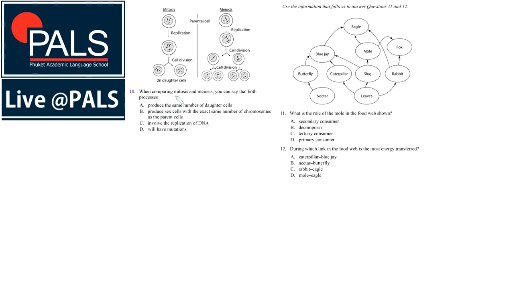Number 10. When comparing mitosis and meiosis, you can say that both processes, so you see mitosis, you see meiosis. You can see that mitosis at the end produces two daughter cells that are 2N. 2N means diploid, which means the cells have two sets of chromosomes, one set from the father, one set from the mother. Meiosis, we can see, has two divisions, which produces 4 cells at the end.